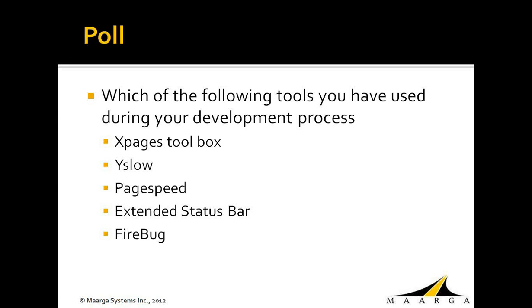And XPages Toolbox is another great tool that gives a wealth of information, especially in the performance optimization stage, where we need to identify the places which are really causing problems. YSlow is again a very good extension that can be used in Firefox, along with Page Speed, Extended Status Bar, etc. So I'll touch upon these tools and how they can be used in the next slides before we actually go into the optimization part.